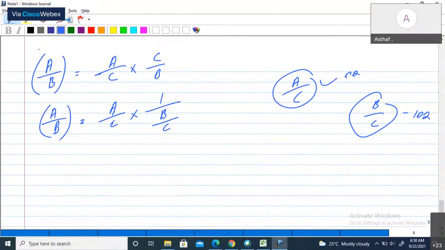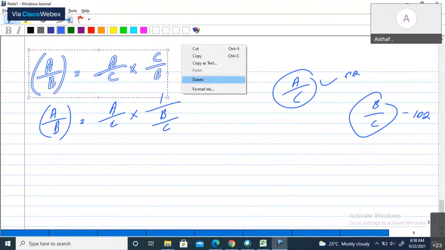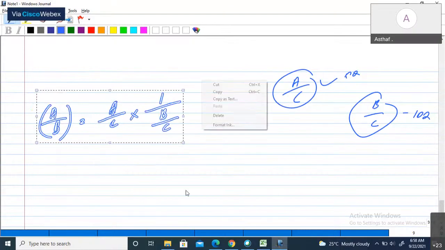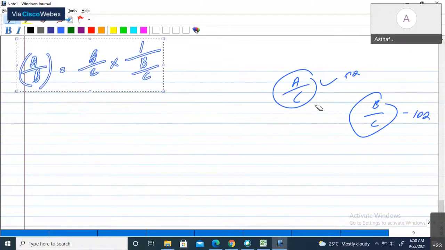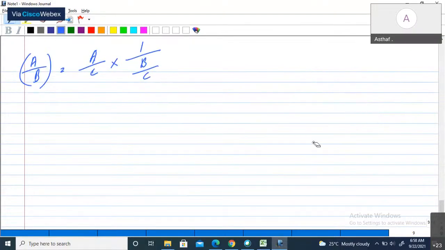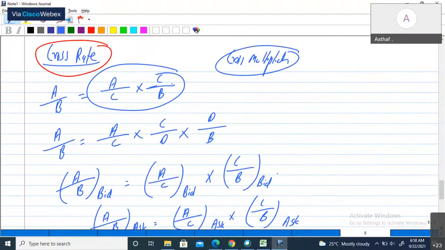If you want A by B, then another formula for this, when the indirect quote is given, is A by C into 1 by B by C. Now let us see how this becomes for bid and ask quotes. First, A by B bid. See here, the basic question: A by B bid is A by C bid, C by B bid.